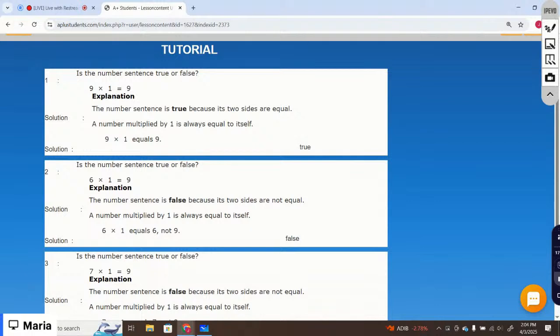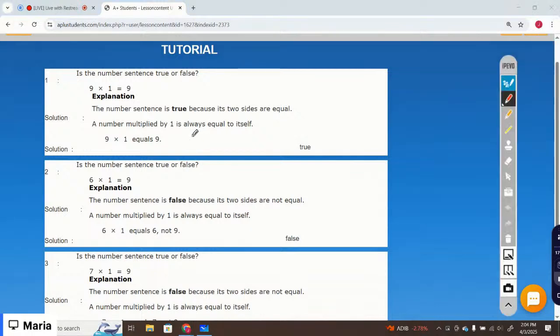Okay, so the given sentence is true. You're given 9 times 1 equals 9. So 9 times 1 is 9 and 9 is equal to 9. So both sides are exactly equal.